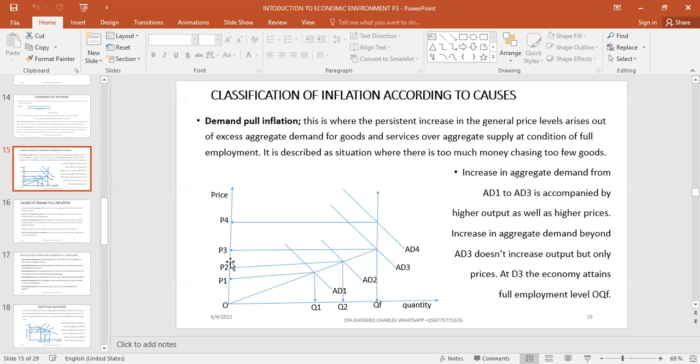And that's what we mean by demand pull inflation. It is the excess aggregate demand for goods and services over aggregate supply. As we've seen, upon this point we expect that the supply is going to be constant, the same number of units we are going to be supplying, but at different prices.